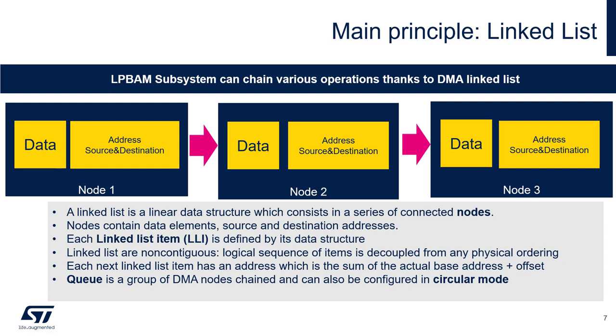LPBAM makes use of DMA transfer in linked list mode that can be memory to memory, peripheral to memory, or memory to peripheral. Thanks to linked list, DMA can change its configuration at runtime. Linked list is a linear data structure which consists of a series of connected nodes, and it's used to chain DMA services and is programmed per channel. Each DMA channel will have services defined by a linked list data structure which embeds basic tasks to be performed. The hardware loads the node with source and destination address and then the data transfer is made. The same approach is used on both Low Power DMA and General Purpose DMA.